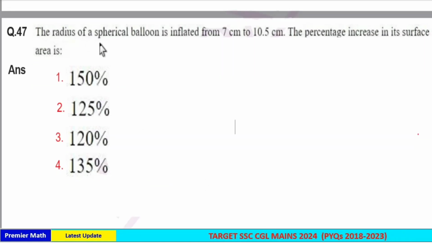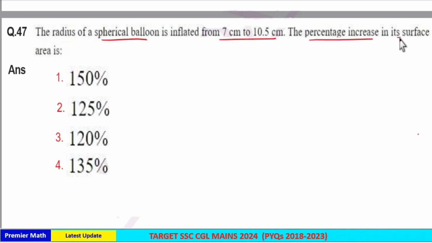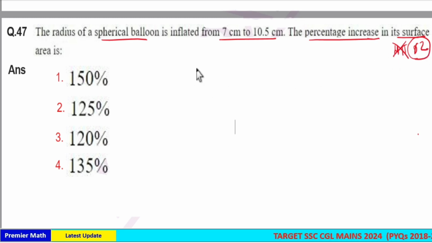1,28,160. The radius of a spherical balloon is inflated from 7 cm to 10.5 cm. Percentage increase in its surface area is. Here surface area of sphere is equal to 4 pi r square. Here 4 pi is constant, so the varying factor is r square. Then percentage increment depends on this r square. Instead of doing it in the normal method, you can use the ratio method here.